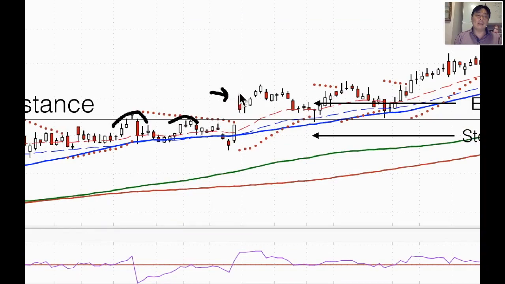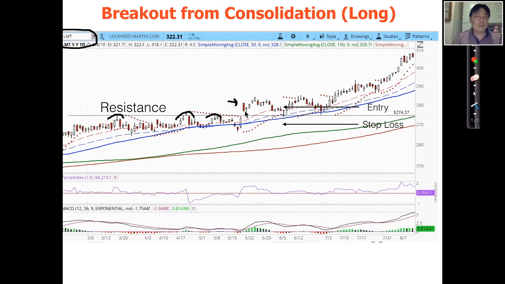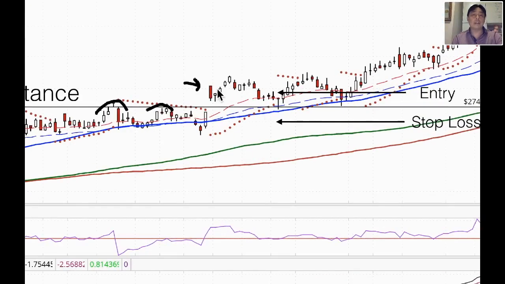But this breakout candle is not convincing because it's a bearish candle, number one. Number two, it kind of like gaps up. So it's, again, far from the moving average. It's a bit risky to enter at that point of time. So we don't enter here. So in this case, again, it's far from the moving average. Let it go up and retrace.